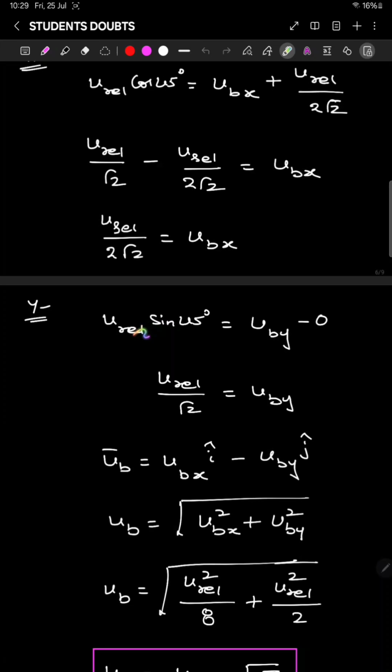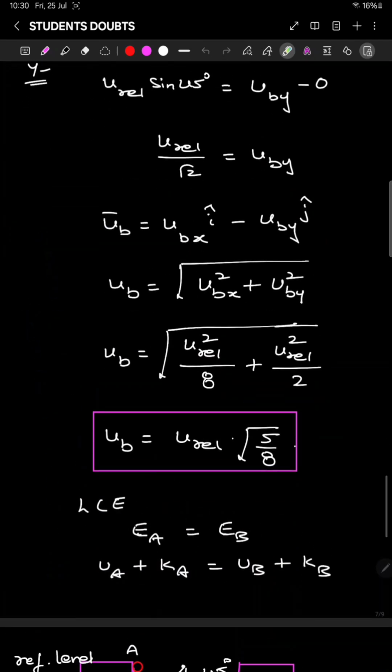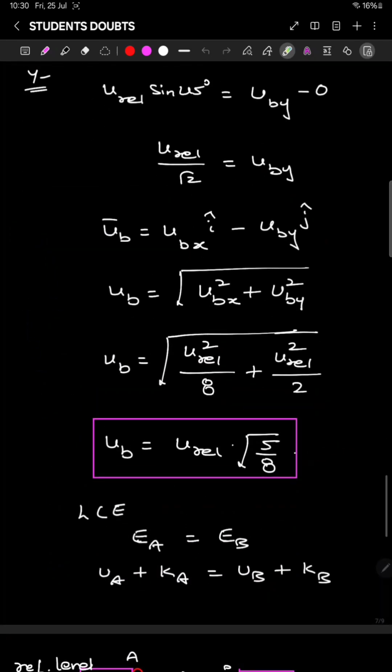Similarly, the relative velocity of the ball along the y-axis was u relative sin 45. So the ball velocity along the y-axis, wedge velocity along the y-axis is 0, we know this. From this we get u y. Now the ball velocity will be u x i cap, downward direction u y j cap. From this I can find the magnitude of the ball velocity like this. U x we know here, u y we know here. Substitute, and we get the ball velocity like this.